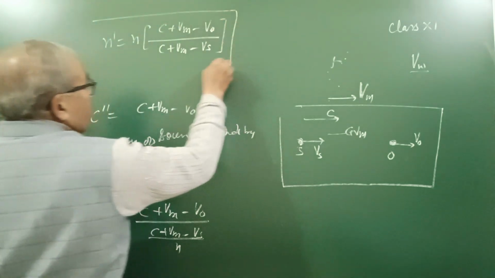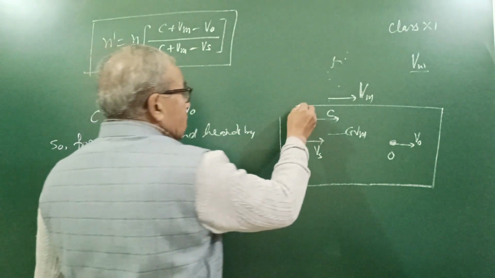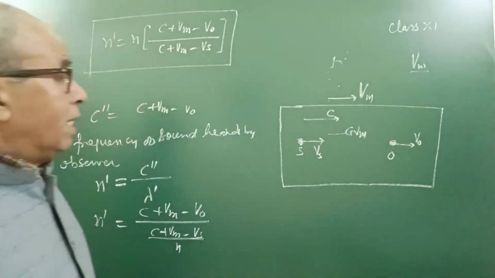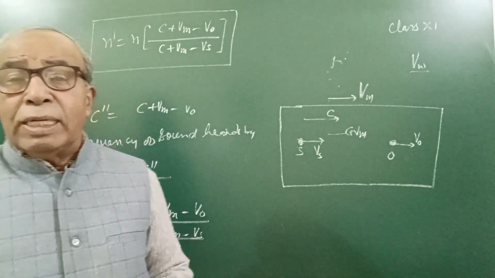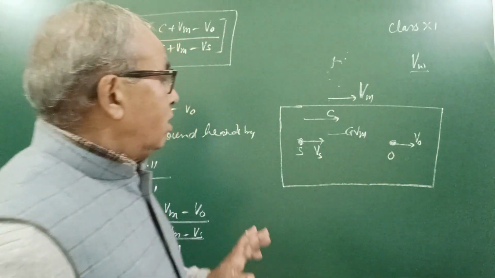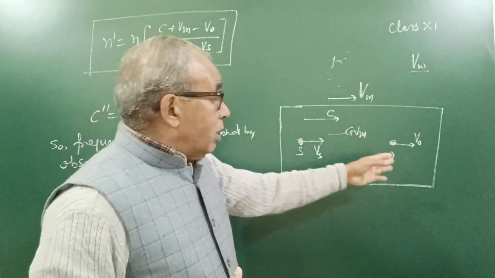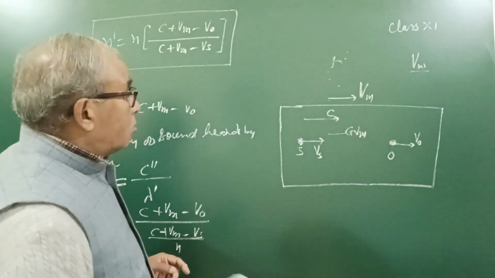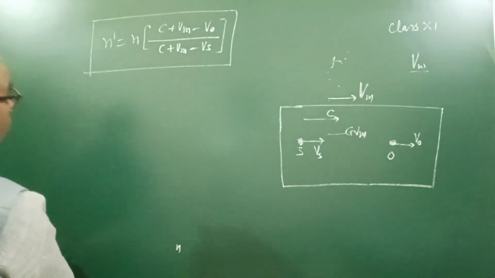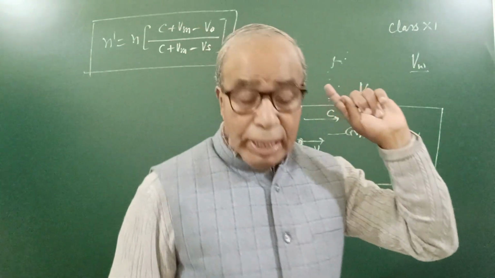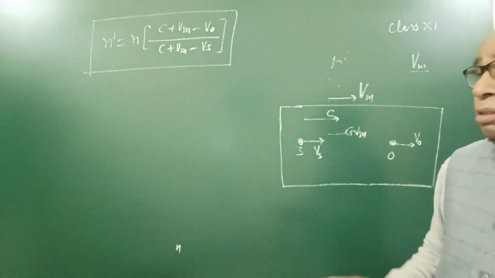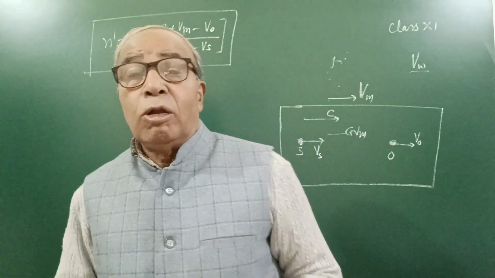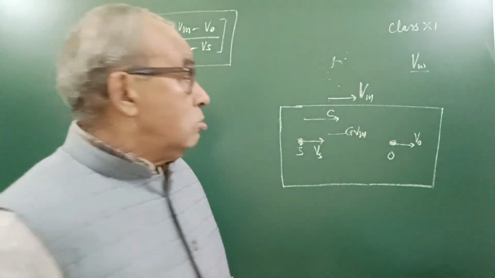This is the formula of frequency heard by the listener when observer is moving away and source is moving towards the observer. So the direction of sound is always taken from source to observer. If any object, the source of the sound or the medium, is moving opposite to the sound, then its velocity will be taken negative. This formula has been derived by taking the motion of observer, source and medium along the direction of velocity of sound.